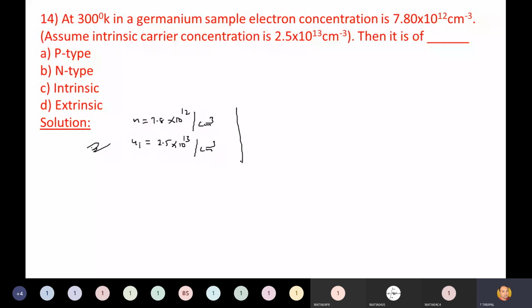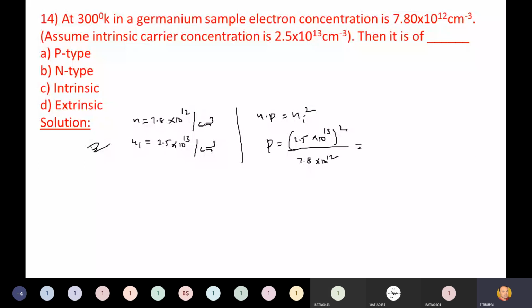Same formula, using the mass action law. N into P is equal to Ni square. You need to find whether it is a P type semiconductor. What type of semiconductor is it? N is given actually. So P is equal to Ni square divided by N, which is 2.5 into 10 power 13 whole square divided by N. N means what? 7.8 into 10 power 12.